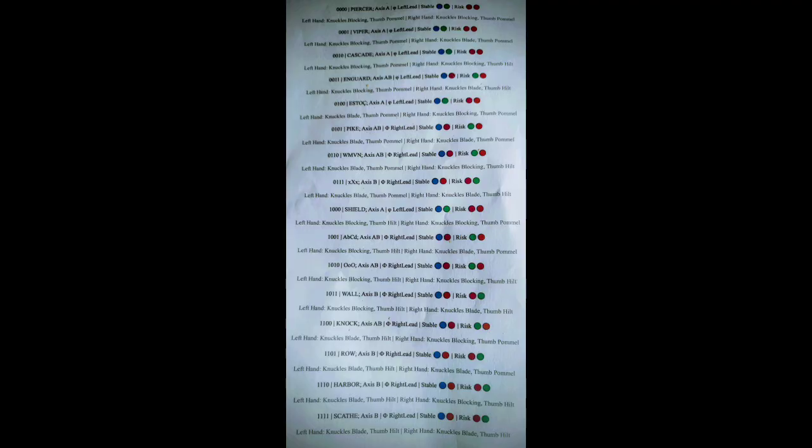They represent 4 states: left knuckles, left thumb, then right knuckles and right thumb. And for each one, a 0 means one thing and a 1 means another. For knuckles, 0 is blocking, 1 is blade. For the thumb, 0 is pommel, and 1 is hilt.